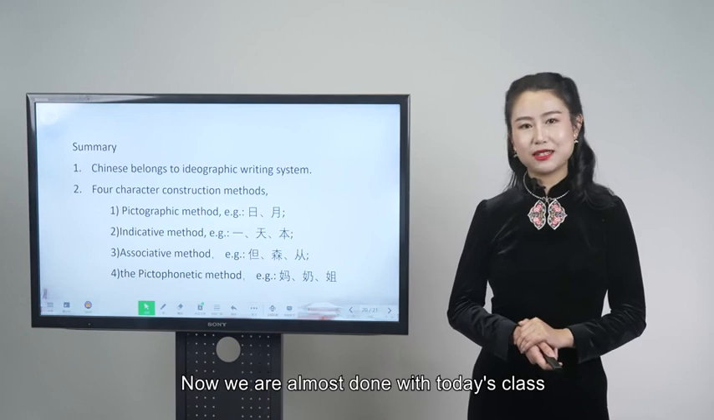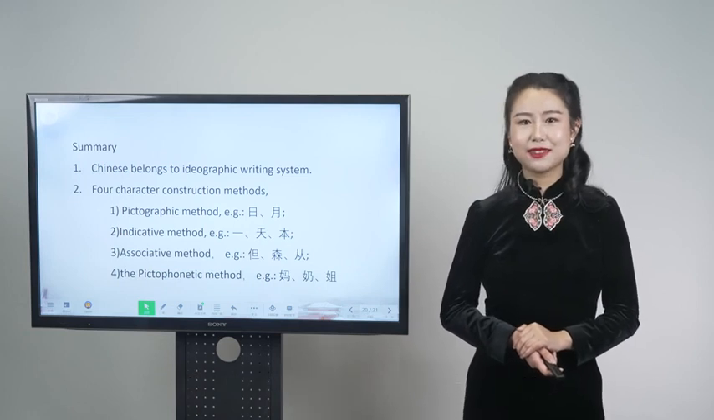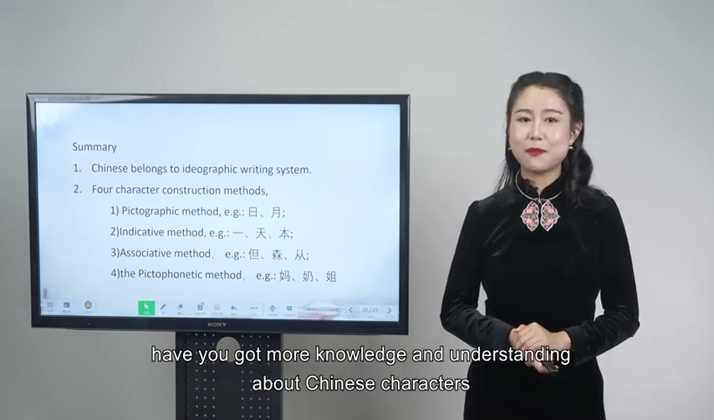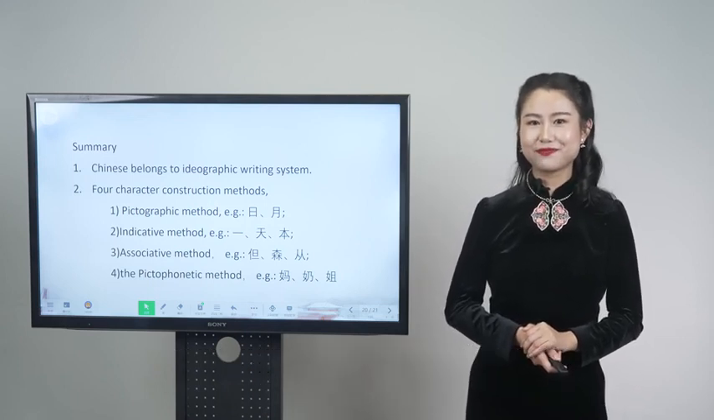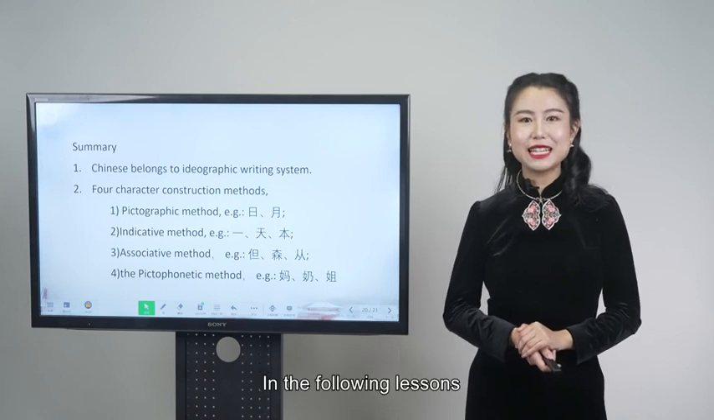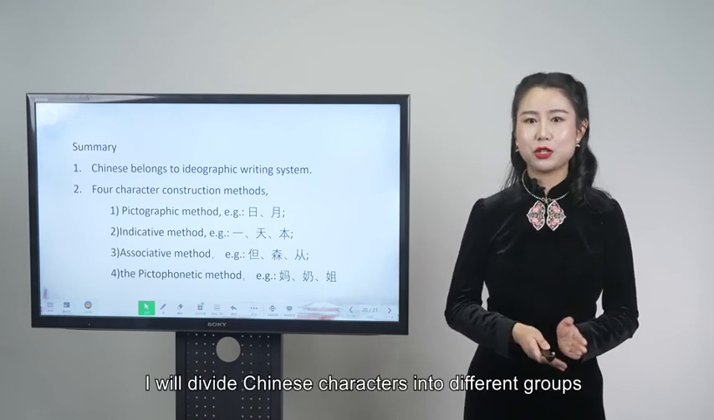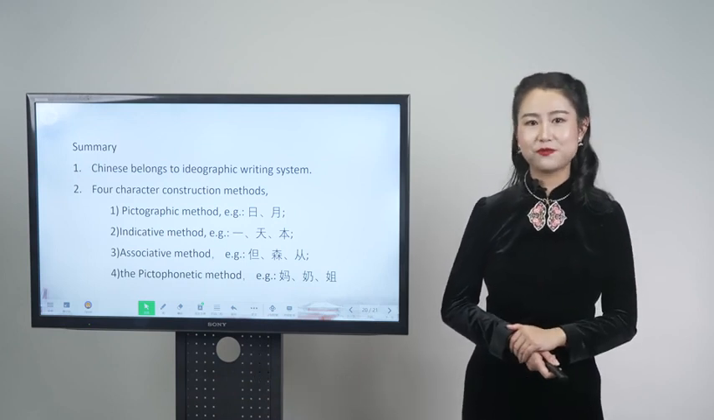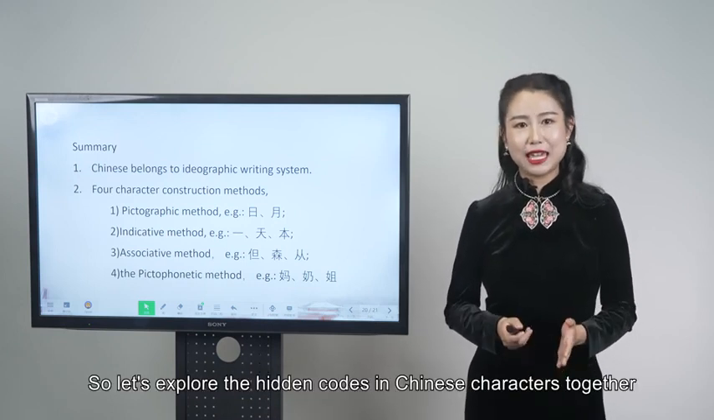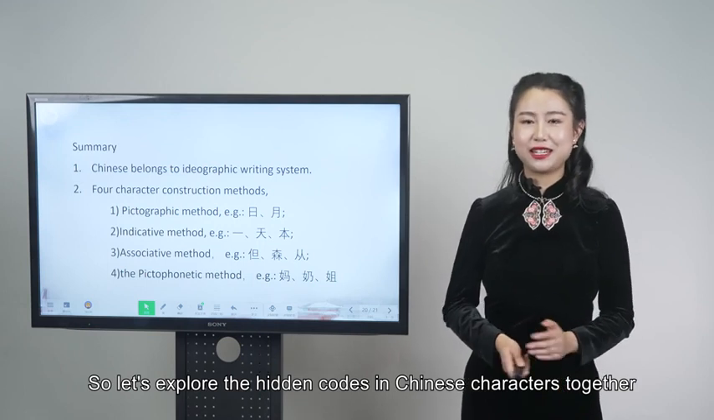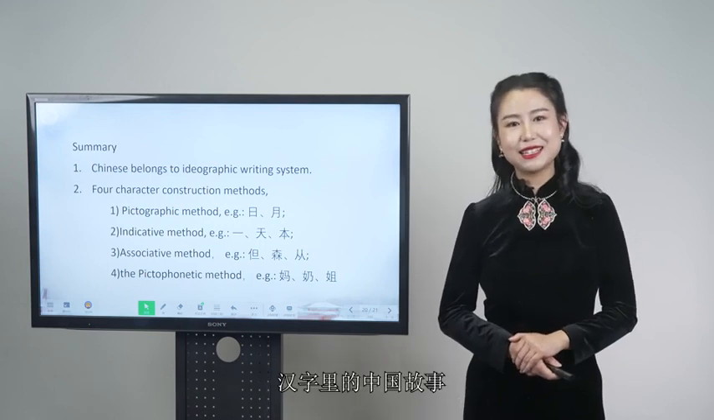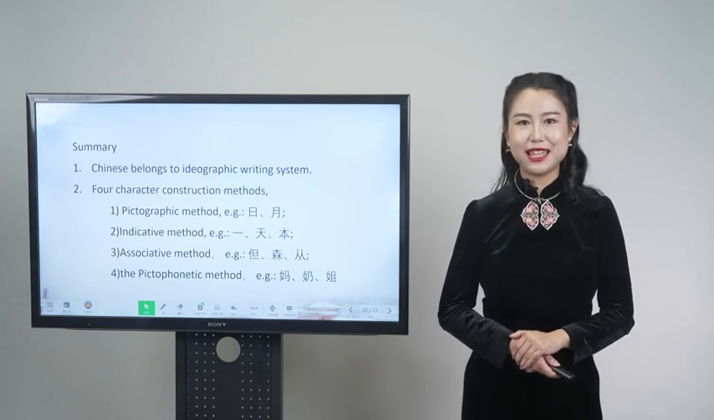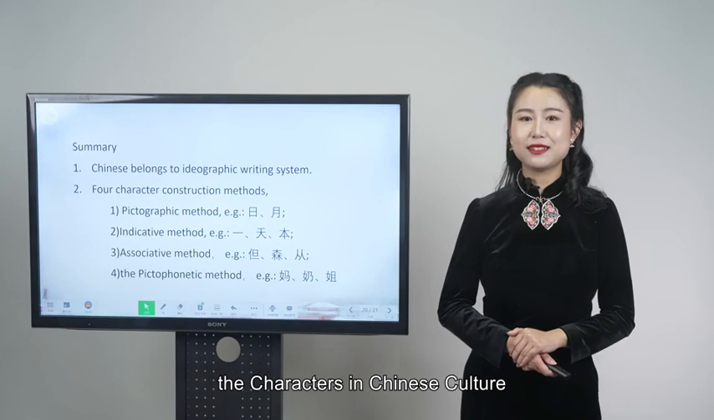Now we're almost done with today's class. After today's lesson, have you got more knowledge and understanding about Chinese characters? In the following lessons, I will divide Chinese characters into different groups according to their meaning and radicals. So let's explore the hidden codes in Chinese characters together. 汉字里的中国故事, Hidden codes in Chinese characters and characters in Chinese culture.